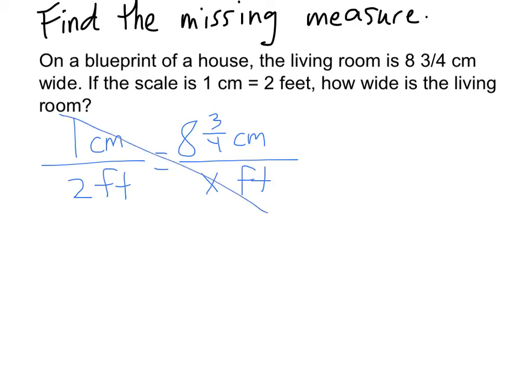So I'm going to multiply across, so 1 times x is x. In my calculator I'm going to put 8.75 multiplied by 2 is 17.5, and that's my final answer. I just need my unit. It's 17.5 feet.